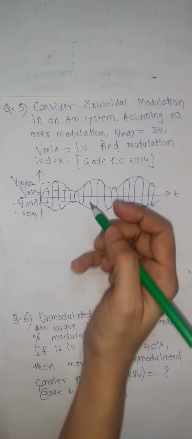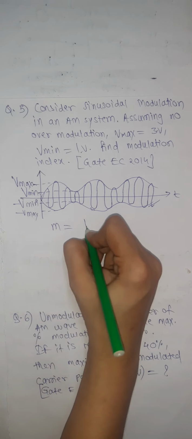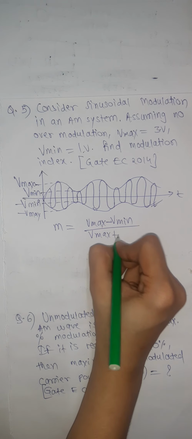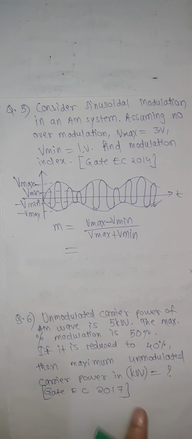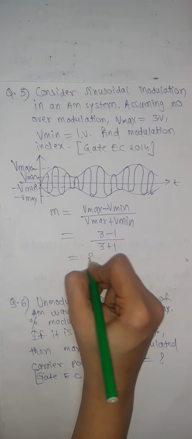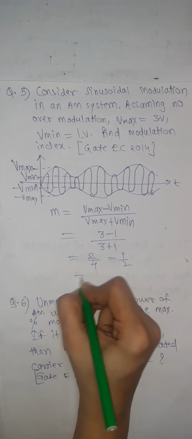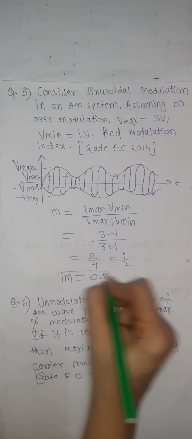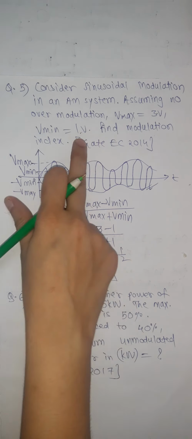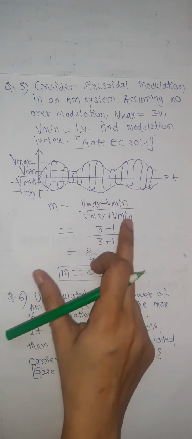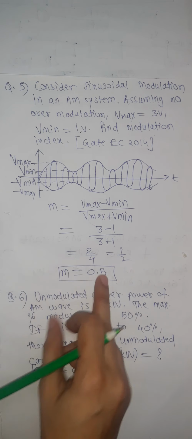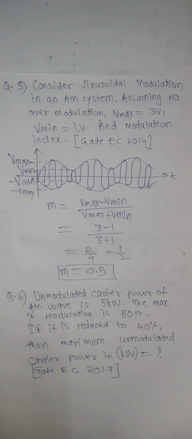Find the modulation index. Modulation index M is equal to Vmax minus Vmin divided by Vmax plus Vmin. Just put the values. 3 minus 1 divided by 3 plus 1, that is 2 by 4, which is 1 by 2, that is 0.5. The value of modulation index is M equal to 0.5.